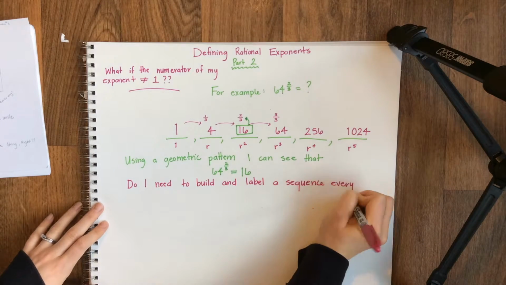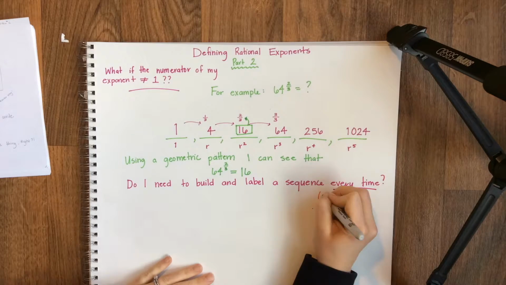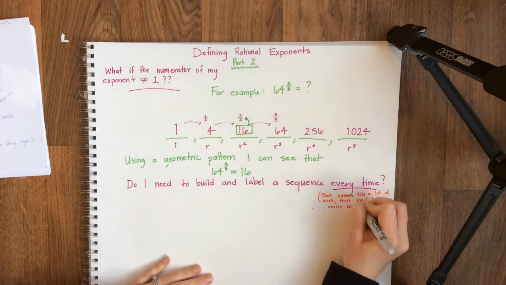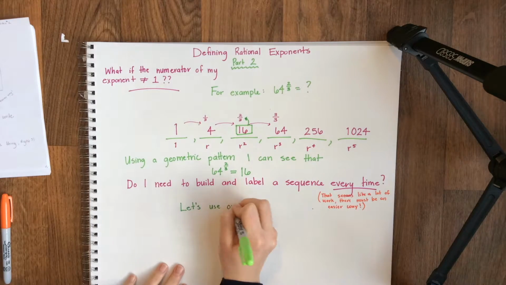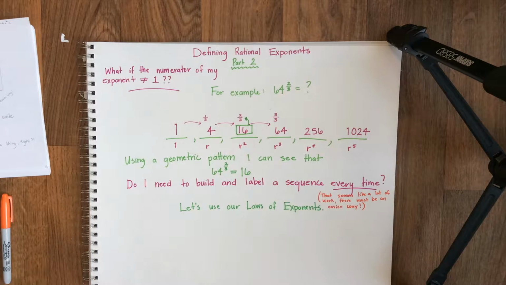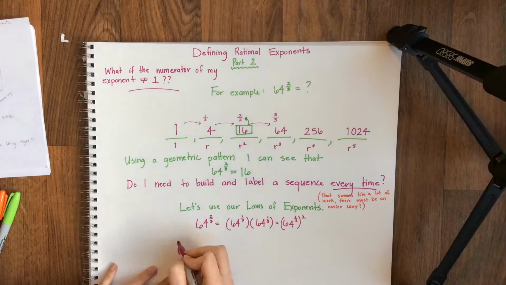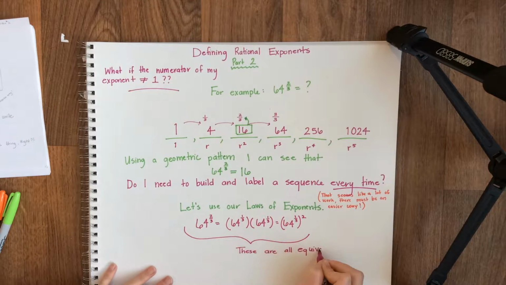Does this mean that I need to build and label a sequence every time? No. We're going to use our laws of exponents to come up with a different way to describe this scenario. Take our example and break it apart. It can be rewritten as 64 raised to the 1/3 times itself, or 64 raised to the 1/3 squared. They are all equivalent expressions.